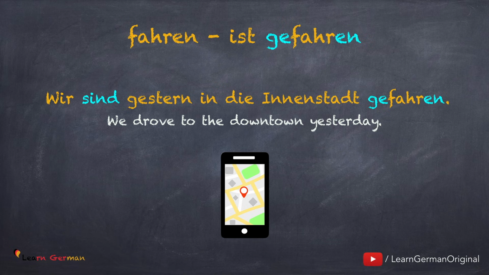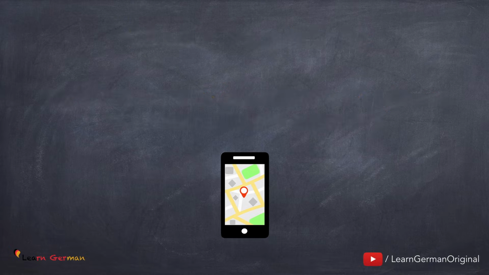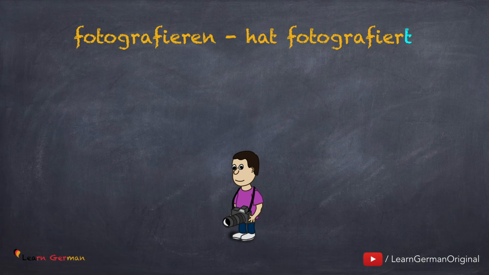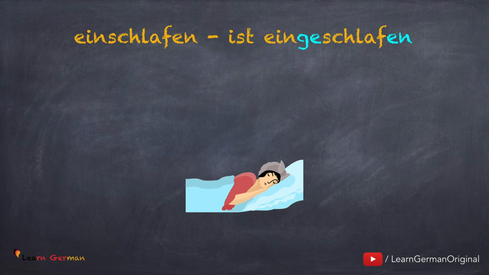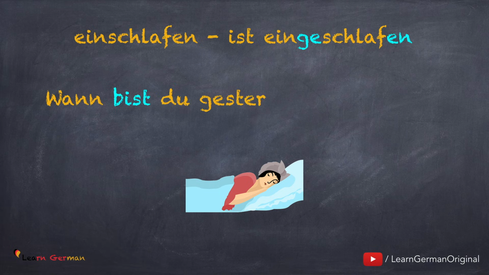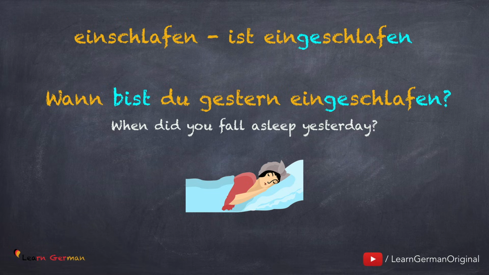If you notice, the Partizip II is formed by adding ge to the verb. But not always, like in the next example. Fotografieren, hat fotografiert. Wie lange hast du die Touristen fotografiert? Let's look at an example of a trennbares Verb. Einschlafen, ist eingeschlafen. Wann bist du gestern eingeschlafen?